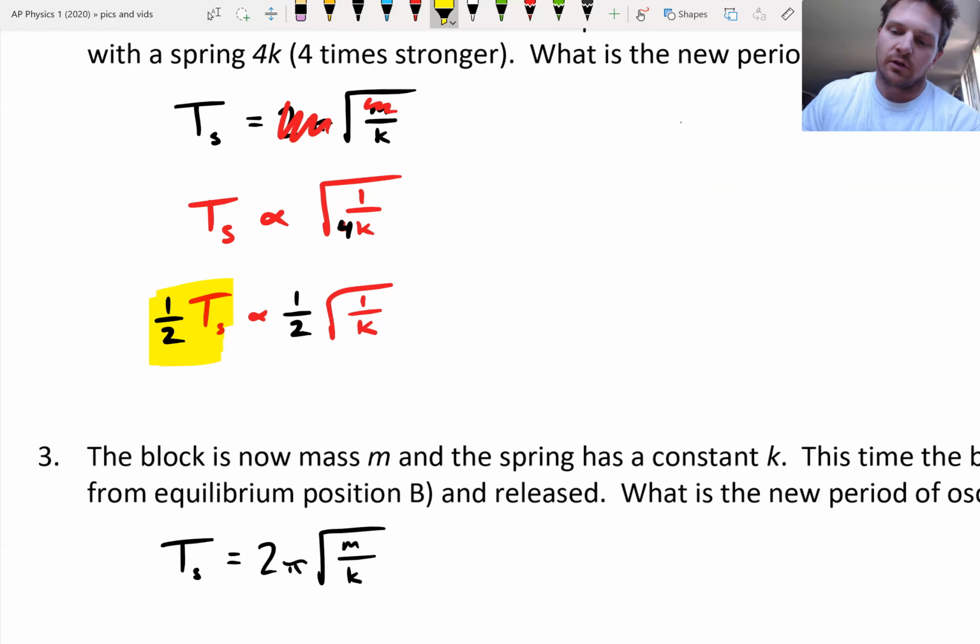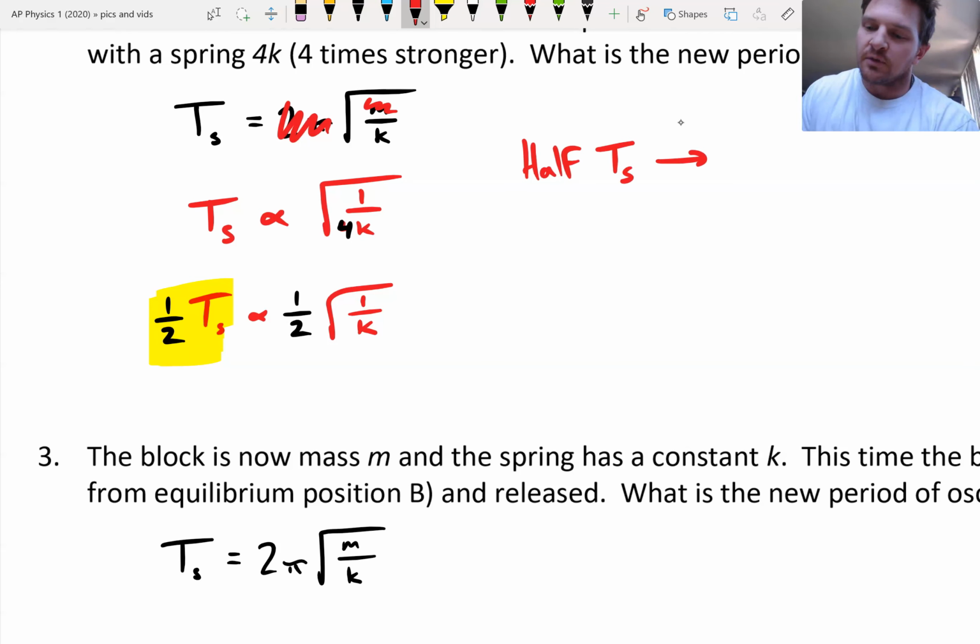And so let's write that, half of the original period. So that tells me if the original period was 2 seconds, new one is going to be 1 single second.